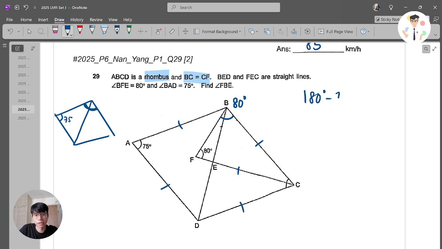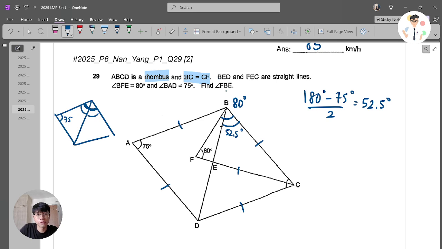And this whole thing is actually what? 180 minus 75. Correct. And because this is a rhombus, here and here will be the same. That means we can find out the angle here by doing 180 minus 75 divided by 2. Why divide by 2? Again, this is cut into half. So I know here is 52.5 degrees.